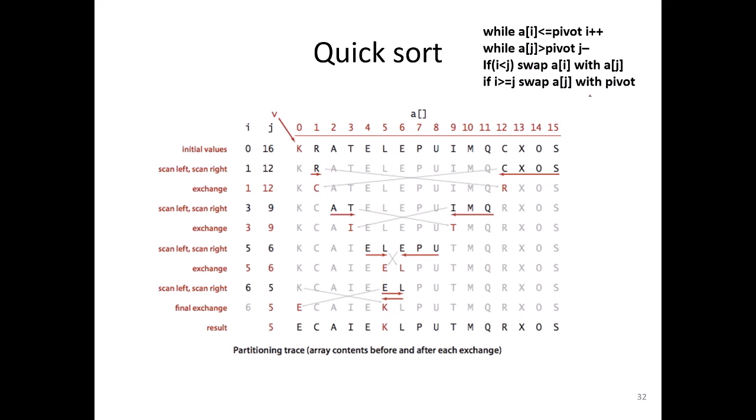So swap a of j with the pivot. Here a of j is e. E is swapped with k. So e is placed here, k is placed here. After swapping, just find the pivot element here. Just observe this. The element which is less than k is placed on the left side. The element which is greater than k is placed on the right side. This is the one part of divide.